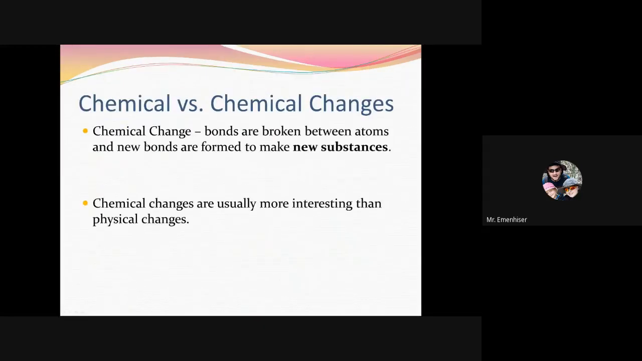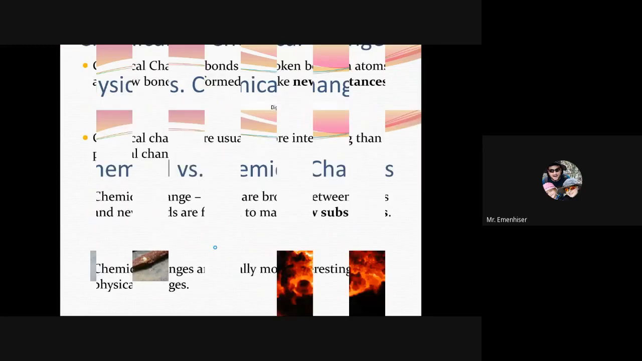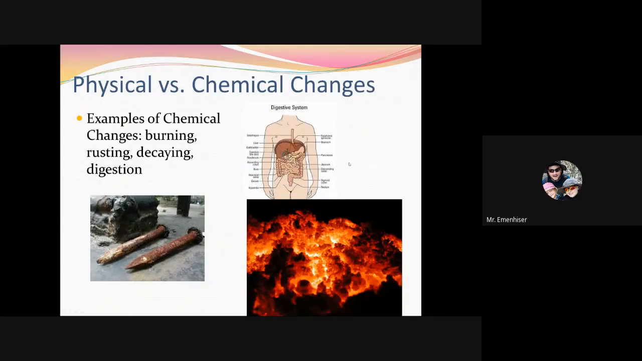So chemical changes are where bonds are broken between atoms and new substances are formed. Chemical changes are going to be more interesting than physical changes because it's going to turn into something else. So you're going to have a chemical reaction. All right, so what are some types of chemical reactions, types of chemical changes?